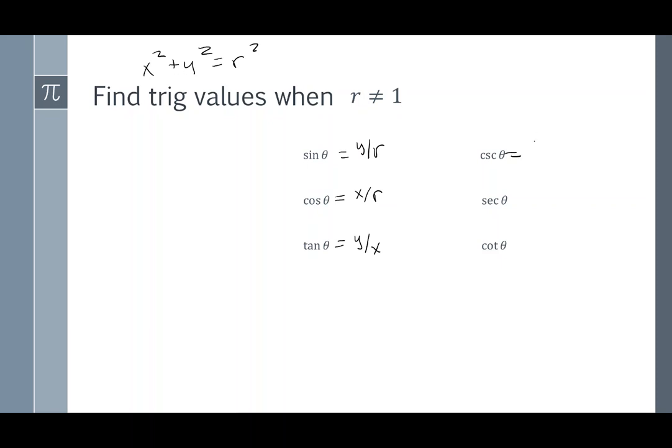Cosecant, you flip the sine, so I have r over y. Secant, I'm going to flip the cosine, I have r over x. And then cotangent is going to flip and be x over y. So tangent and cotangent will feel the same. Sine, cosine, cosecant, secant, those will feel a little bit different. You'll feel that value of r come in.